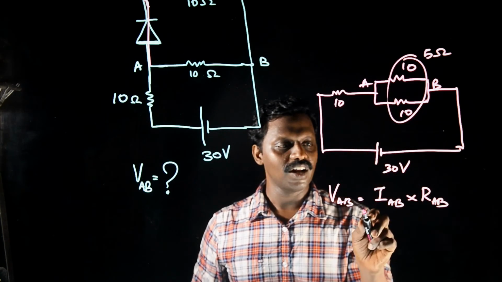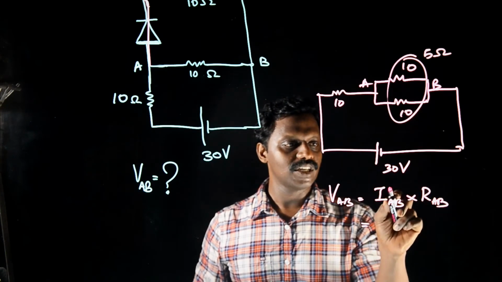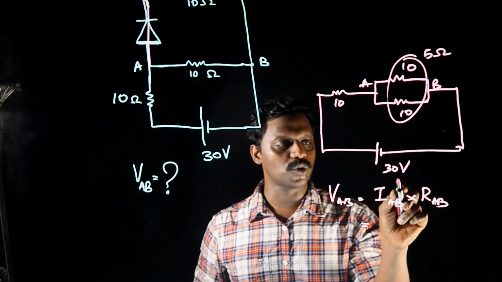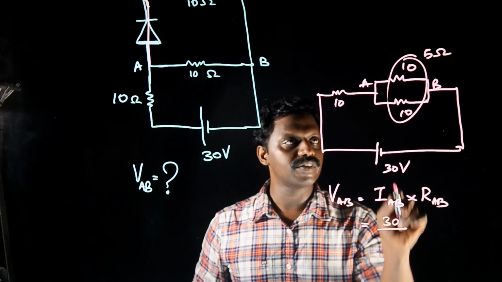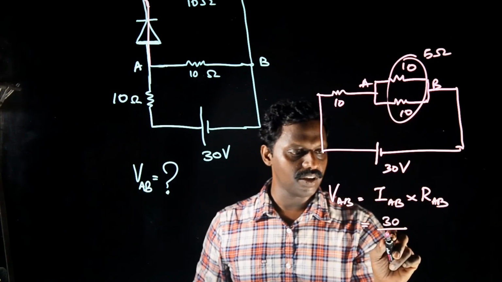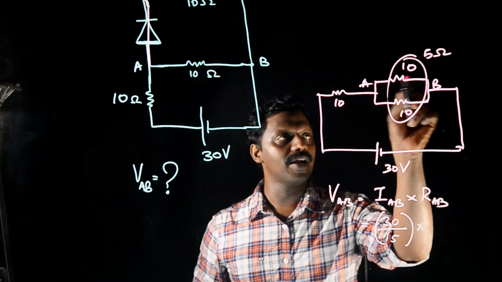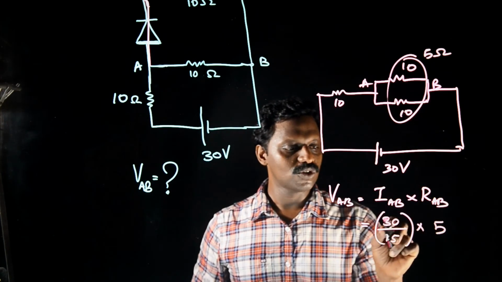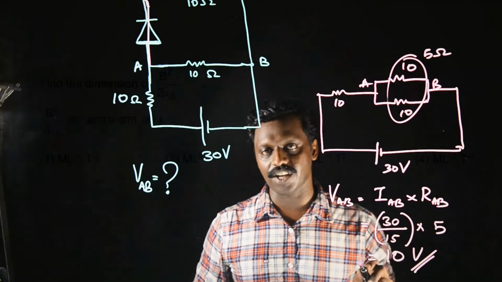So the total resistance will be 15 ohm, so the main current through the circuit will be equal to the net EMF, that is 30 volt, divided by 15, which is 2 ampere, multiplied by the resistance across AB, which is 5 ohm. So the answer is 10 volt, which is option 3.